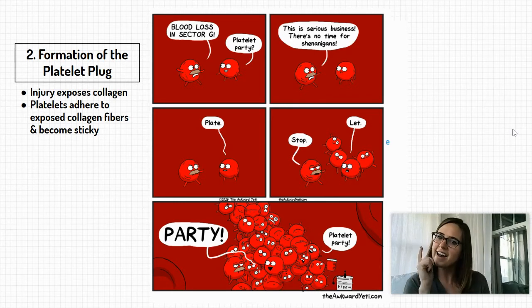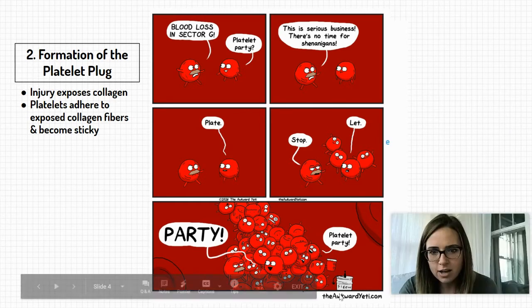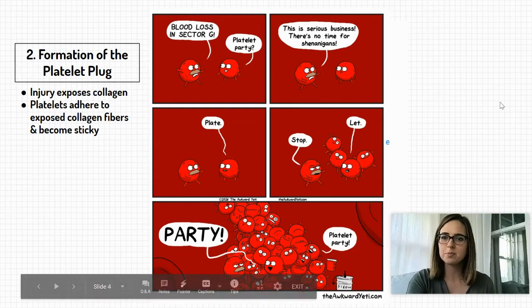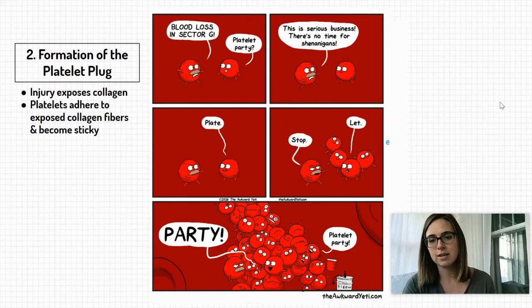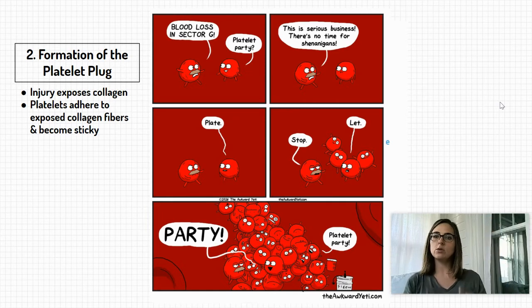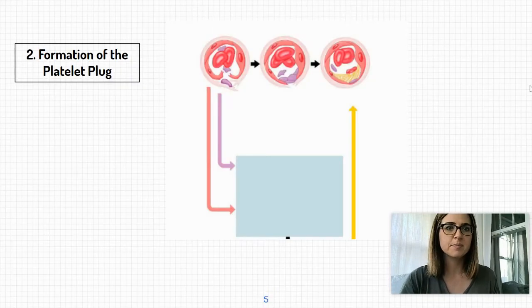Party! And I also want to point out that this is what I appreciate about this comic, that it says fibrin down here. You guys are about to learn that platelets are attracted to the fibrin mesh net. And so that's their beverage receptacle for their platelet party. So more and more platelets show up, and then eventually you have this huge mass of a platelet party forming your platelet plug. All right.